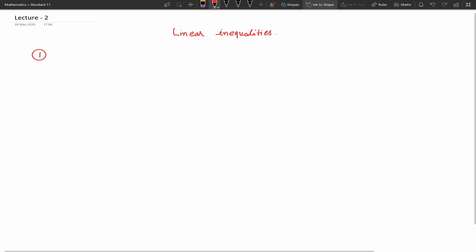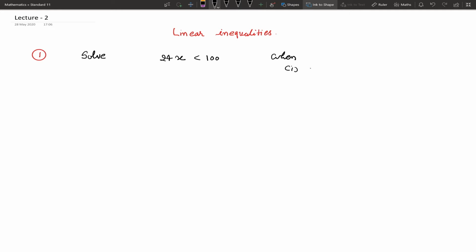First example, solve 24x less than 100 when 1, x is a natural number, and second, x is an integer. So let us discuss the solution.